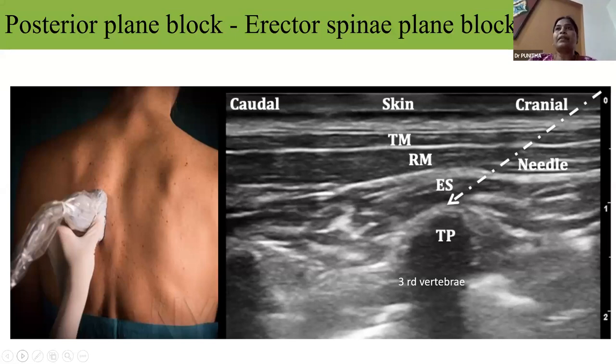If you leave a catheter, depending upon the volume injected, the extent of analgesia will be accordingly seen. However, it doesn't block the lateral cutaneous nerve effectively because the plane is restricted by the attachment of the erector spinae muscle to the ribs on the lateral side and by the thoracolumbar fascia on the medial side. However, it can seep in through the paravertebral space and cause additional sympathetic blockade along with ventral rhomboid blockade.